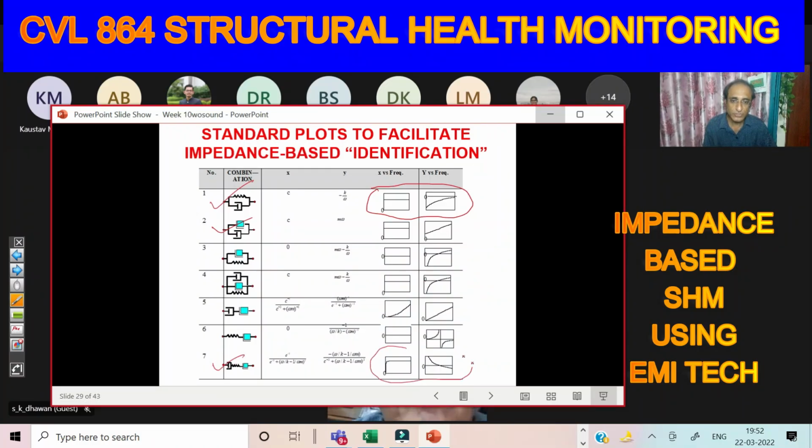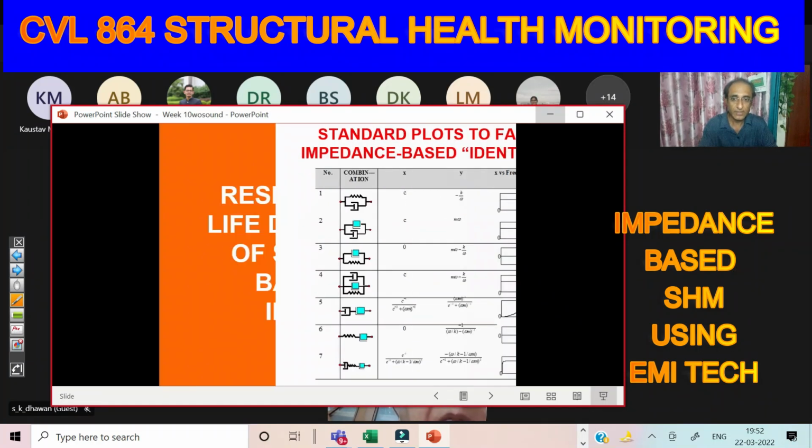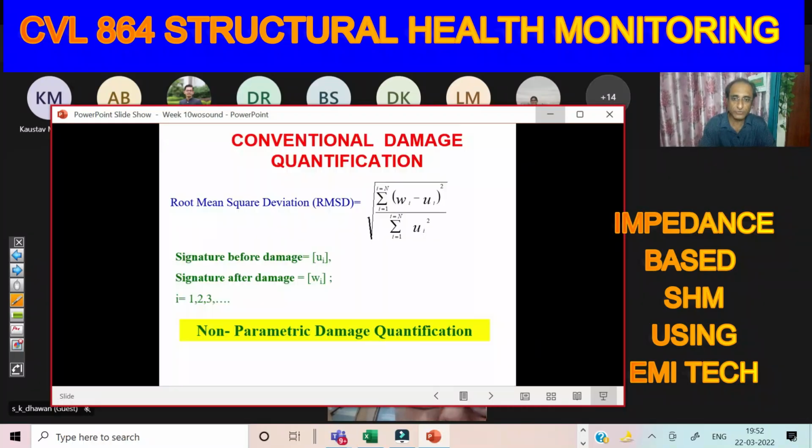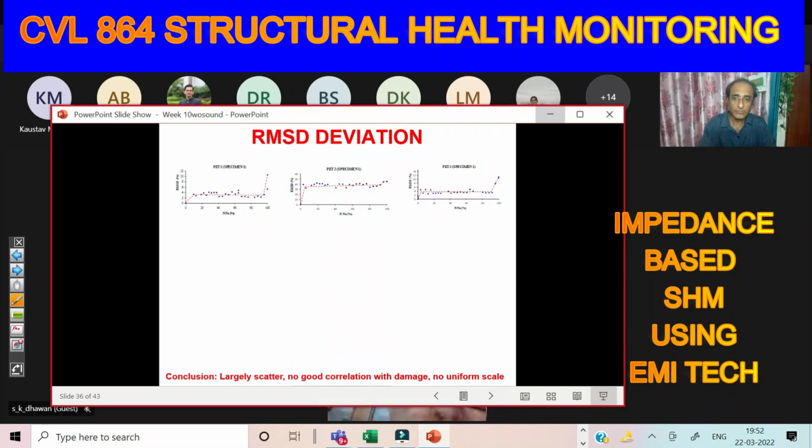So usually these systems are very commonly identified, and once you identify the system, that means you have identified the structure. And this is a parametric structure identification, because you are basically measuring the stiffness, damping and mass characteristics. So this is more reliable as compared to root mean square deviation. So we have seen the impedance approach for these joints.